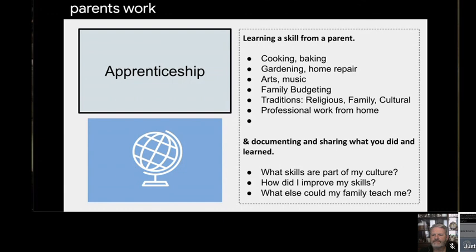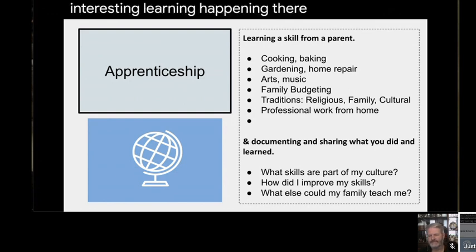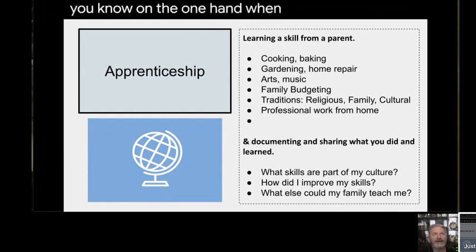If a parent's working at home and a student has an assignment to go shadow your parent as they do their work from home, there could be all kinds of interesting learning happening there. This, I think, also ties, Alan, to your previous idea about older kids and older students learning more realistic life skills. Yeah, I think, on the one hand, when we talked about some of the things before about the routine things that just have to be done in a family, that's true.